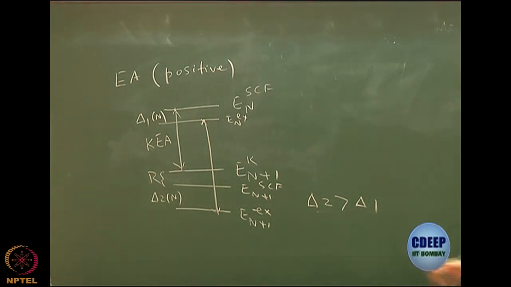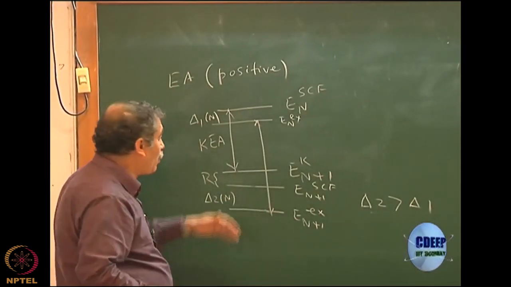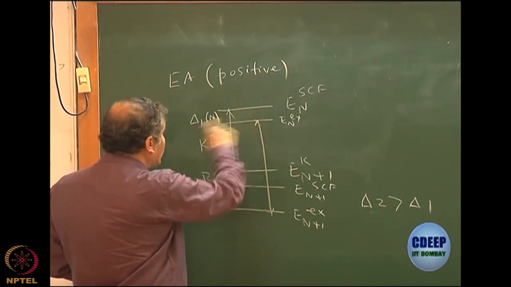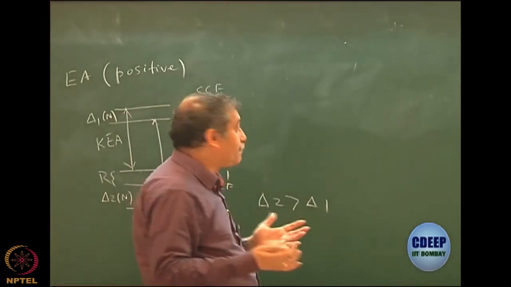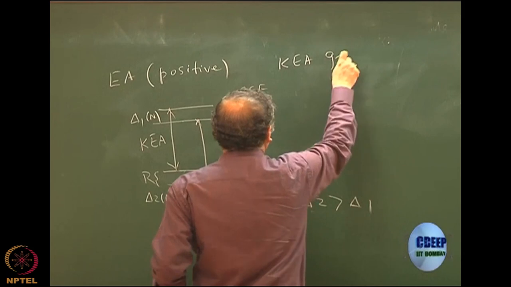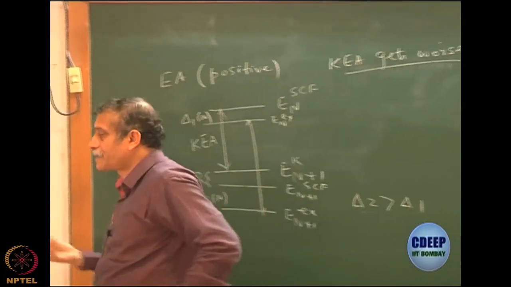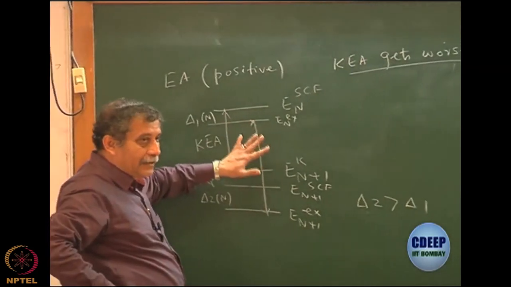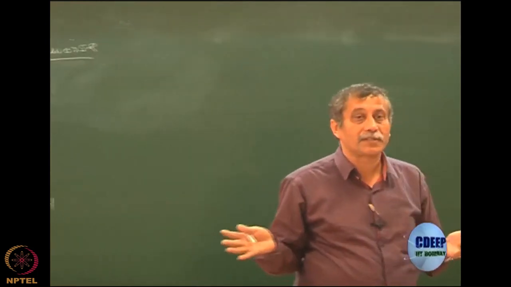If relaxation was not there, at least this point would not have been there. So, the difference would have been only this minus this. But now, the E n plus 1 Koopmans is going down this much, whereas E n is going down only this much. So, there is a relaxation correlation error. So, wherever there is a positive electron affinity, Koopmans EA is very bad, because the errors that you have neglected, which are correlation and SCF relaxation, are actually working in opposite directions, and the problem becomes much worse.